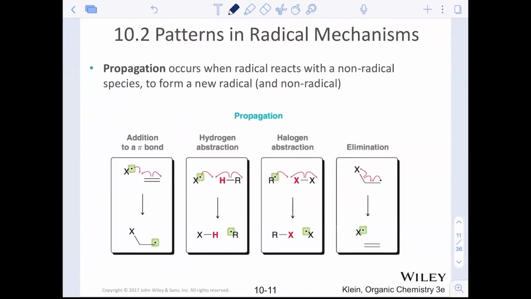Now, when we're looking at propagation, this was all that middle section that we just did in the patterns. Addition and elimination, hydrogen abstraction, and halogen abstraction. It occurs when we have one radical plus one molecule in the reactants, and then we make one molecule and a new radical in the products. All of these involve that. There's a radical in the reactant, there's a radical in the product, so it's a propagation. Keep the reaction going, right?